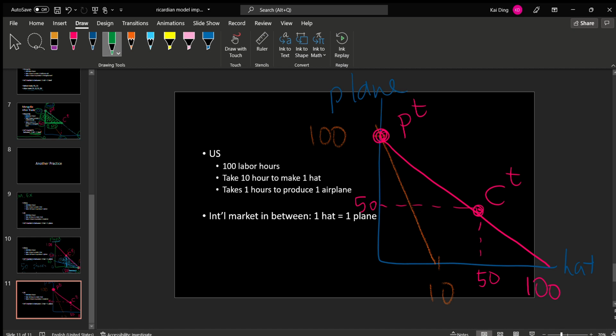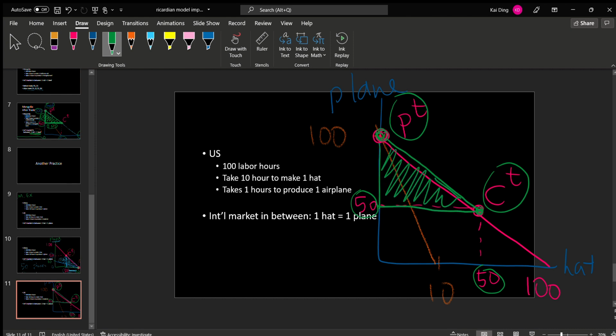Here's the corresponding graph for the US. Under trade, they end up making 100 planes, and the consumption point is in the middle, so they end up consuming 50 planes and 50 hats. Connecting the point of production and the point of consumption, we can draw a triangle here, and that's the import-export triangle for the US.